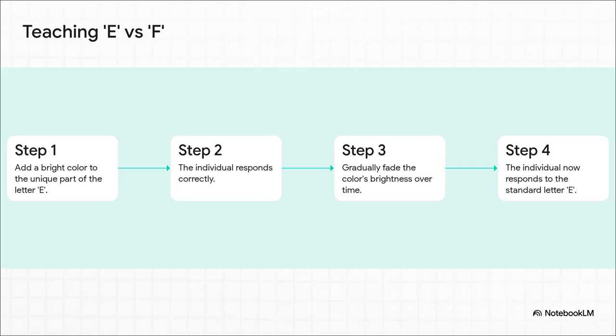And we can use salience too. Let's say we're teaching the difference between an E and an F. They're really similar, right? Well, we can make that unique bottom line on the E super salient by making it bright red. Once the individual is getting it right, we just gradually fade that color's brightness away until they're responding to the plain old shape of the letter itself. We just use salience as a temporary support and then fade it out.